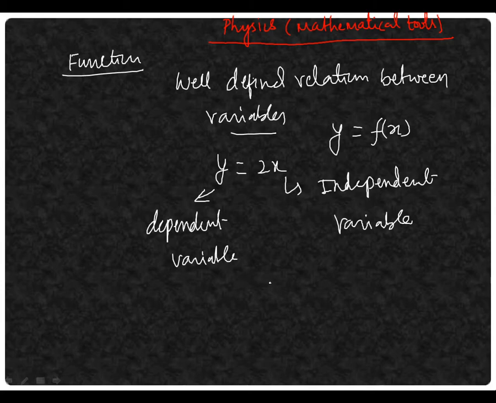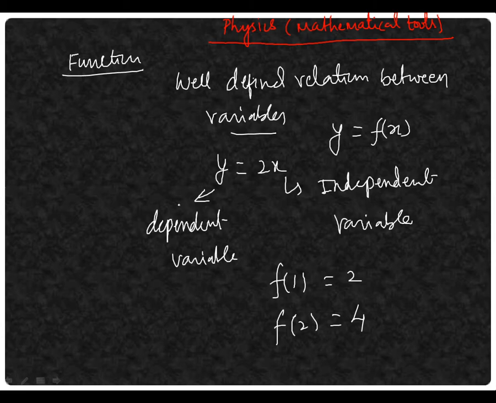If you want to find f of 1, what is the value of the function? That is equal to 2. What is the value of f of 2? That is equal to 4. When the value of x is changing, according to the value of x, the value of y is also changing. That's why one is called the dependent variable and the other the independent variable.